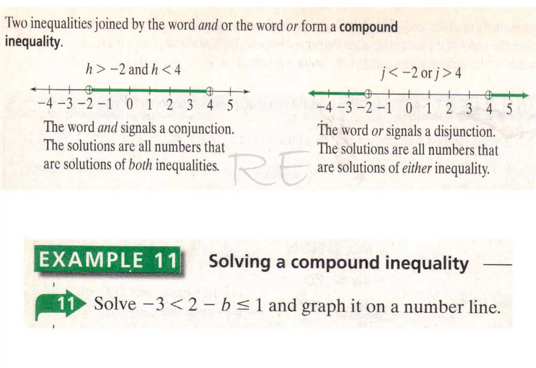Two inequalities joined by the word and or the word or form a compound inequality. The first one, h greater than -2 and h less than 4, is a conjunction. So the range of h is between -2 and 4. The second one, j less than -2 or j greater than 4, is a disjunction. The signal word for disjunction is the word or.